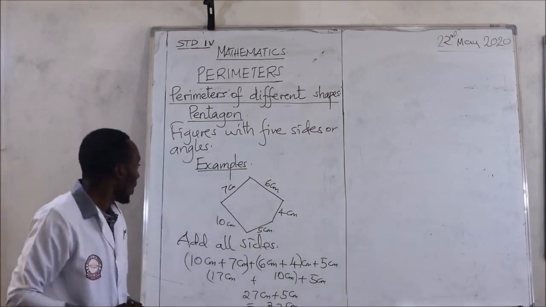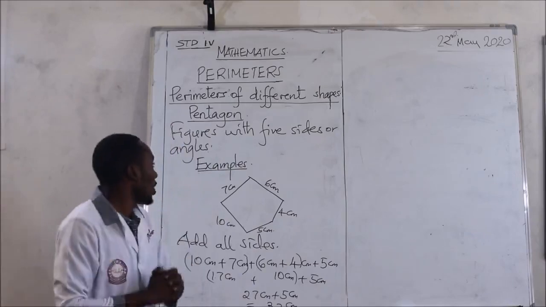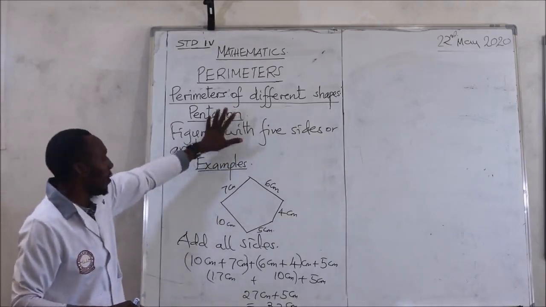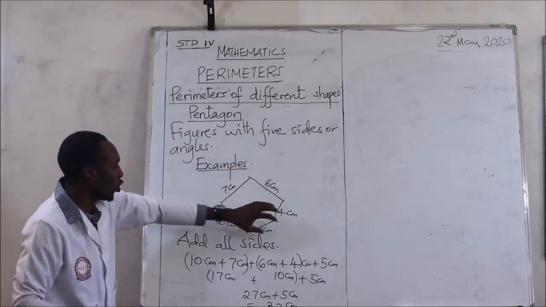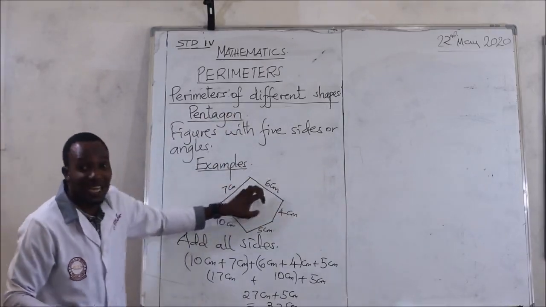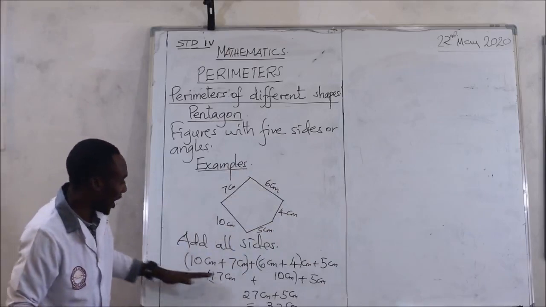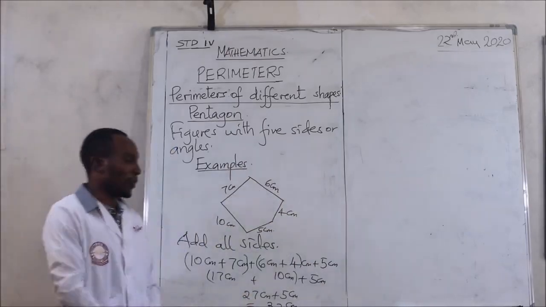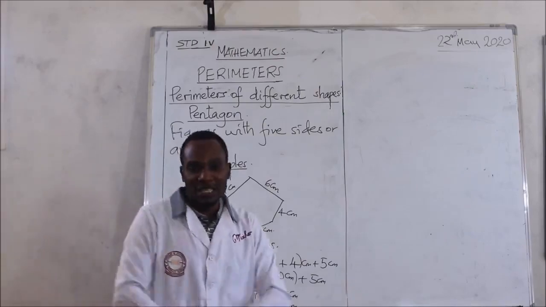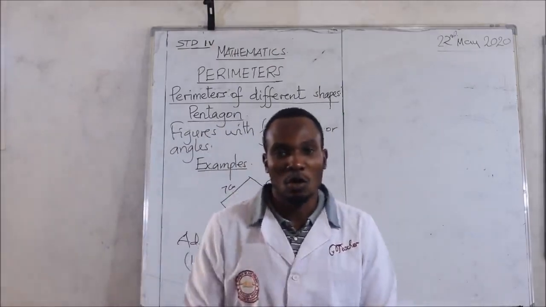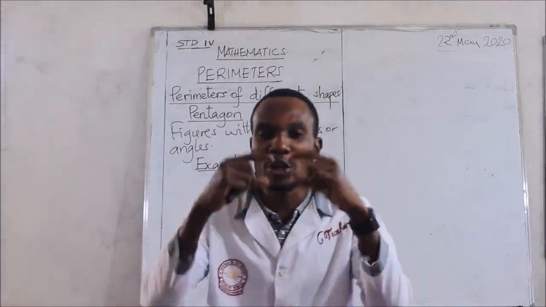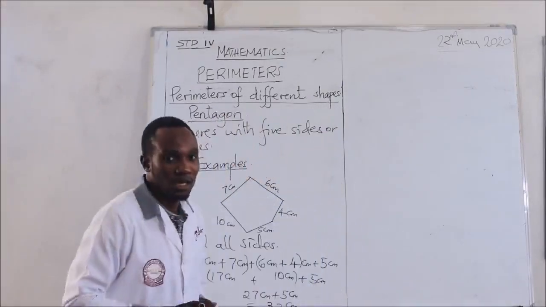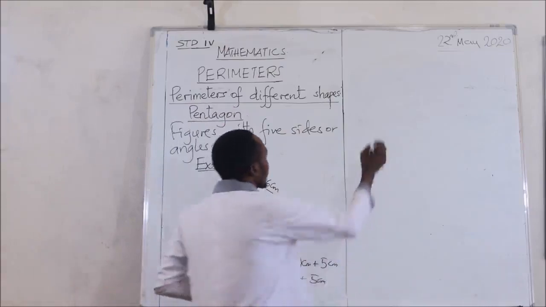As I said before, when we calculate the perimeter of a pentagon, we add all sides. So you collect all the sides of the figure, then you add all together. That means you get the perimeter of a pentagon. So in order to get the perimeter of a pentagon, make sure you add all sides. Another example of a pentagon. Let's go together.